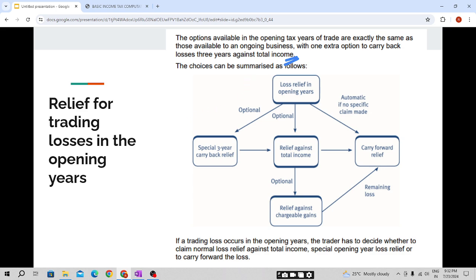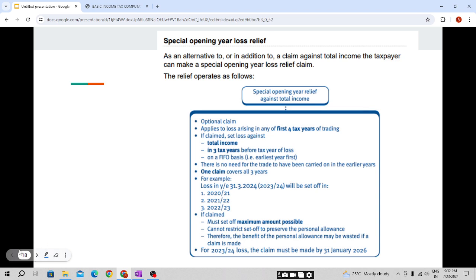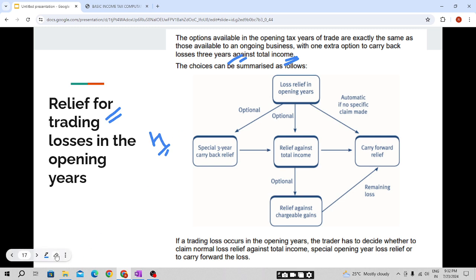And students, the losses which we can carry back for 3 years against total income are the losses which are incurred in the first 4 years of the trade. First 4 years of the trade, students. We'll be covering more in detail.